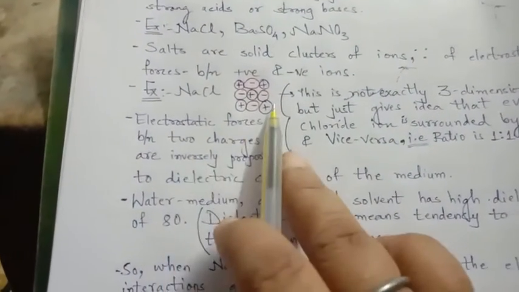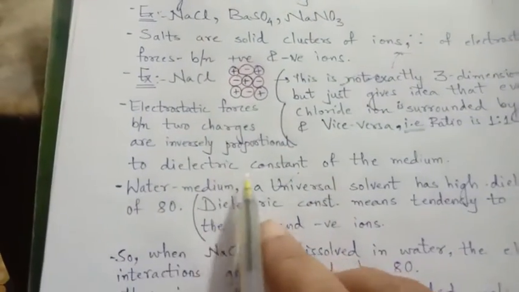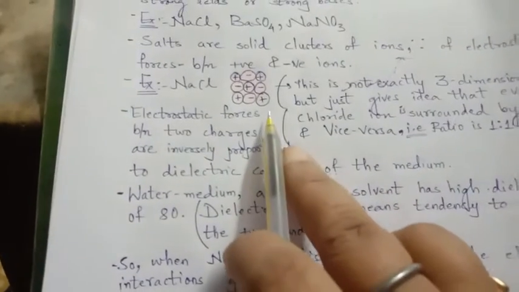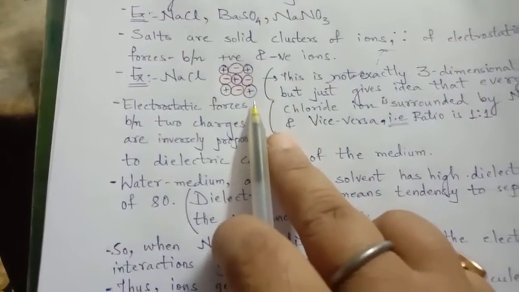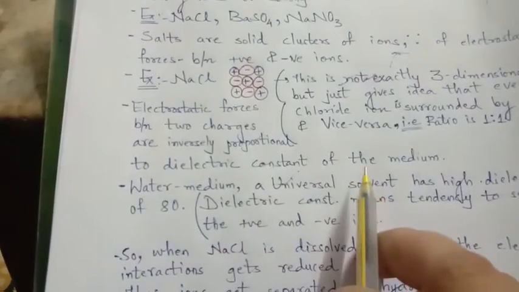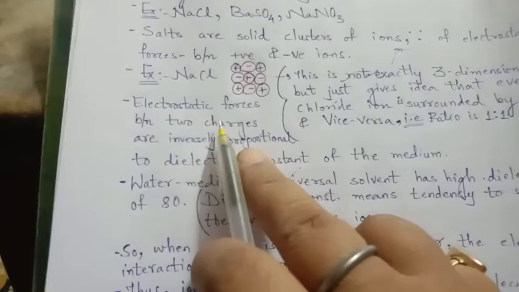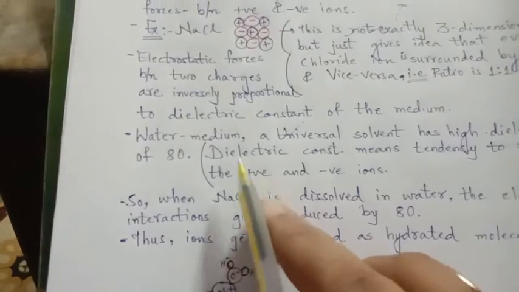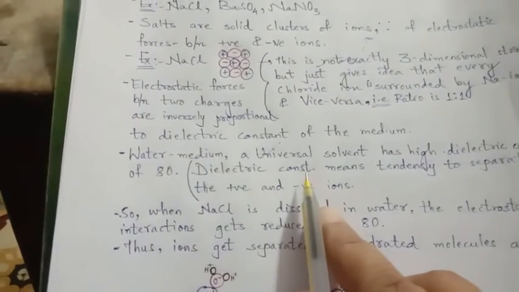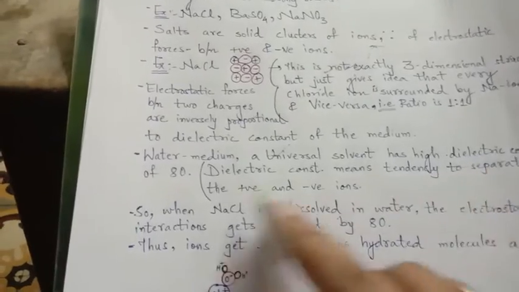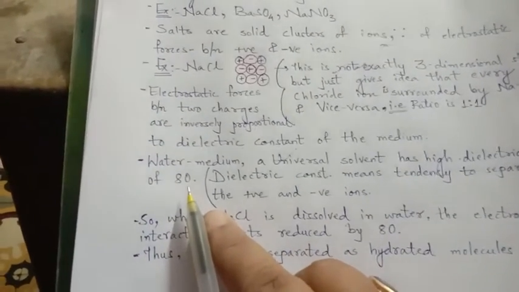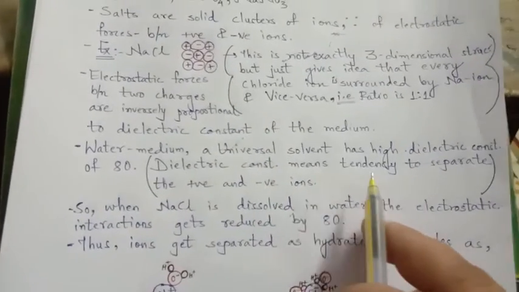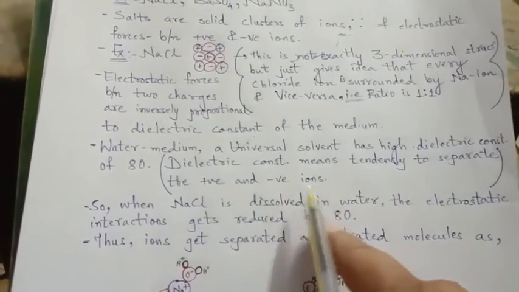Electrostatic forces between two charges are inversely proportional to the dielectric constant of the medium. That means whatever the medium in which they are dissolved, water or an organic solvent, the electrostatic force depends inversely on that medium's dielectric constant. Water, the universal solvent, has a high dielectric constant, about 80, right? I would like to add what the dielectric constant is. Dielectric constant means the tendency to separate positive and negative ions.